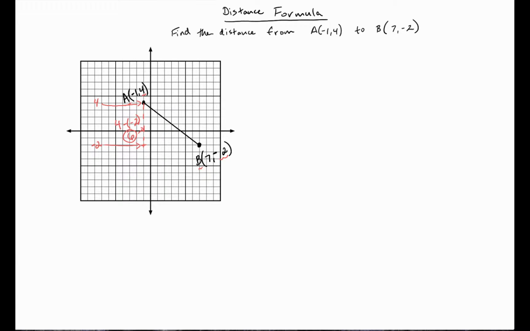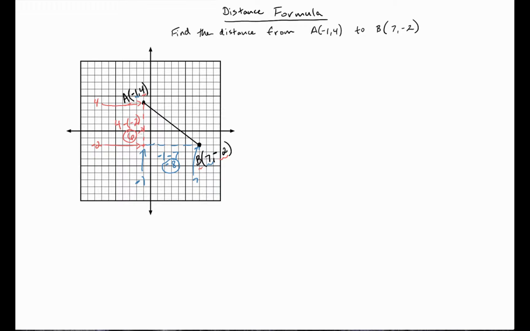Now I'm going to do the same thing for my horizontal locations. Here I've got -1 for A's horizontal location, and here I have 7 for B's horizontal location. I'm going to keep the same order, even though it's a distance so it doesn't matter. To find this distance, I'm just going to go -1 minus 7, or -8.